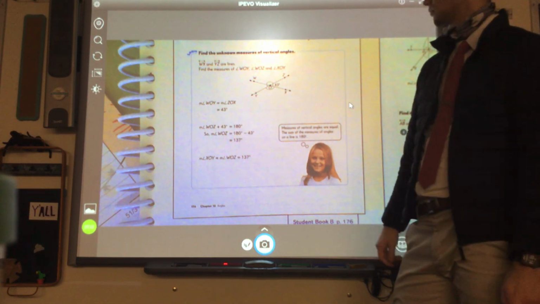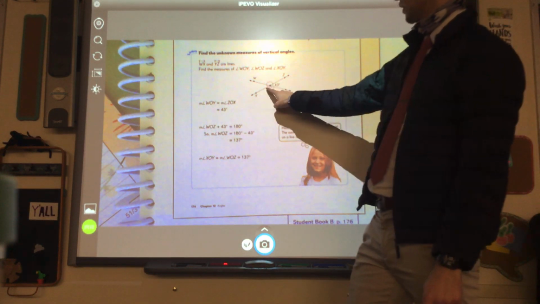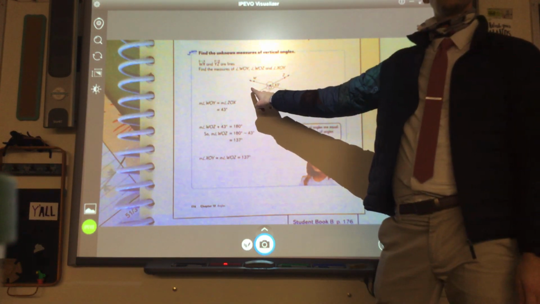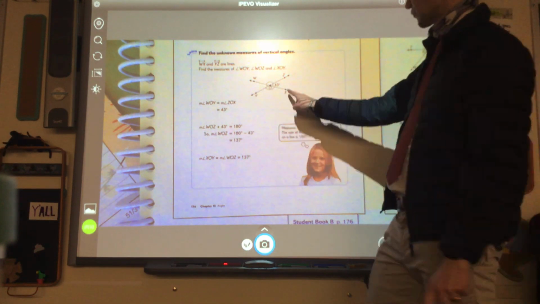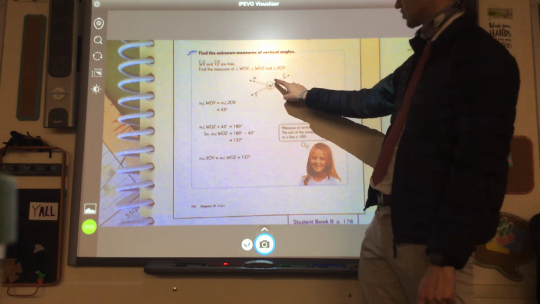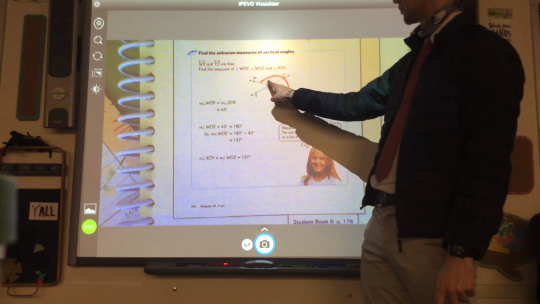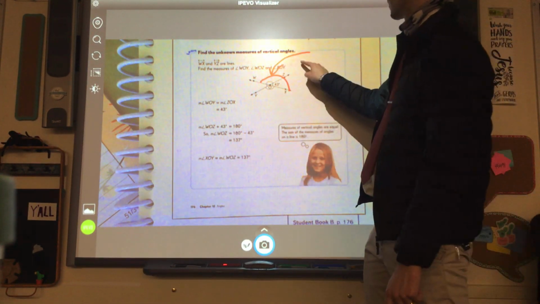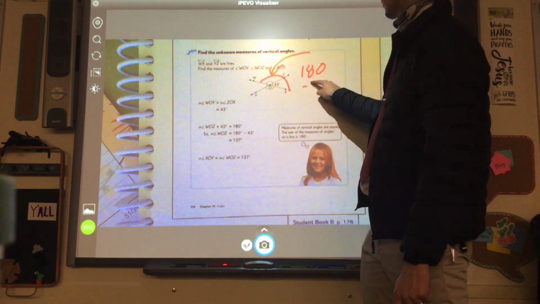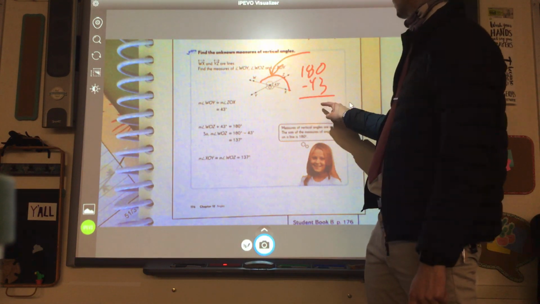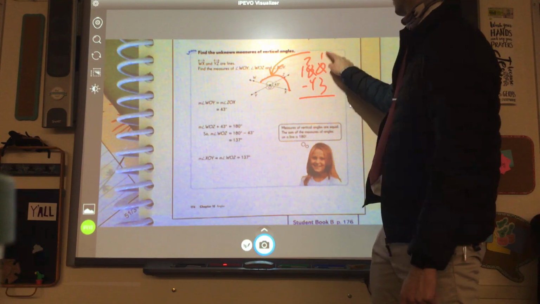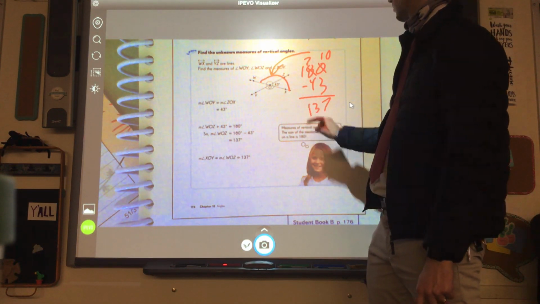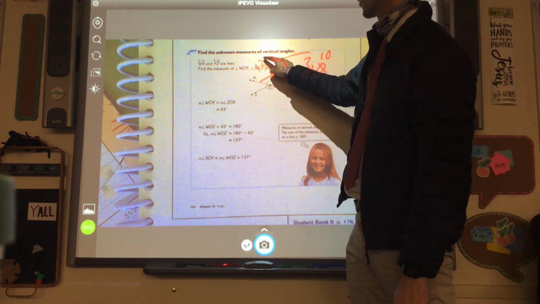Yeah? 43 degrees. If ZOX is 43 degrees, then WOY is also 43 degrees. If we know this is 43 degrees because this total is 180, then to figure out this measure right here, 180 take away 43. 180 minus 43, you have to borrow from the neighbor, which makes that 7, which makes that 10. Then 10 take away 3 is 7, and 7 take away 4 is 3, and then 1. So this one is 137.